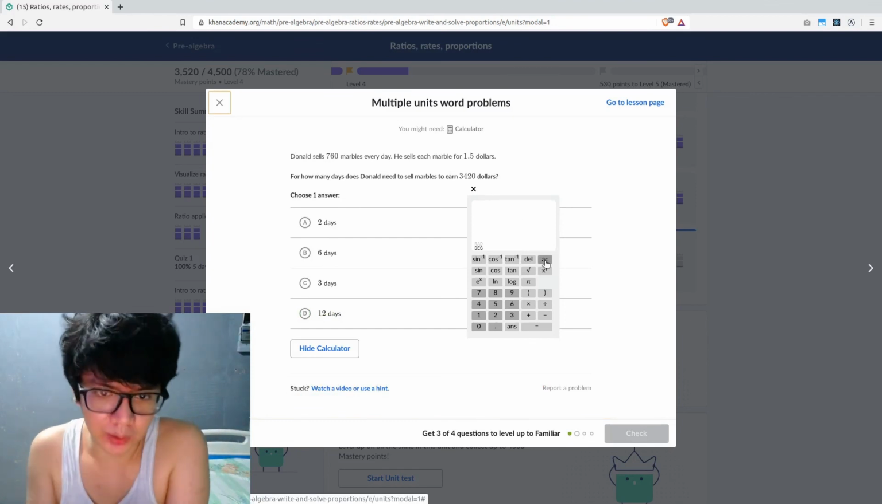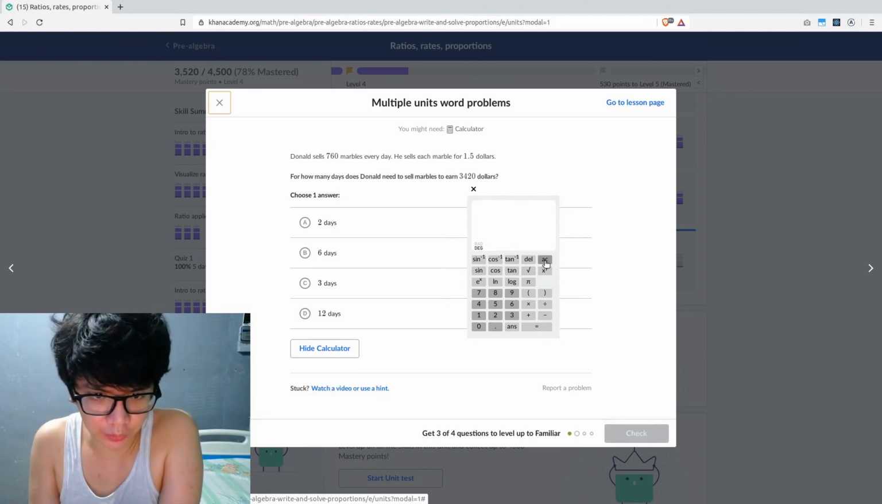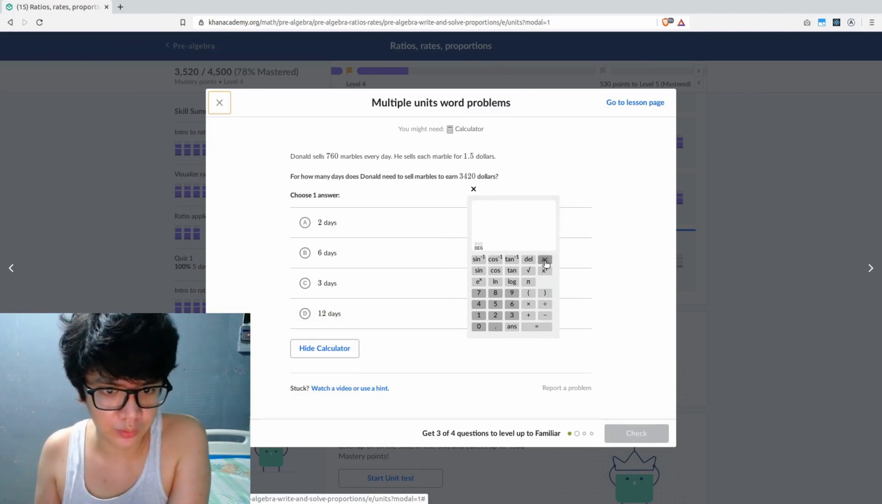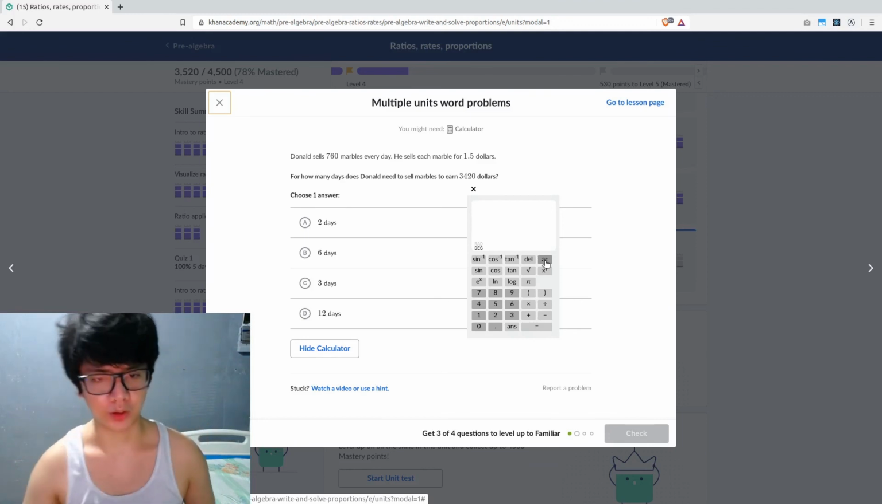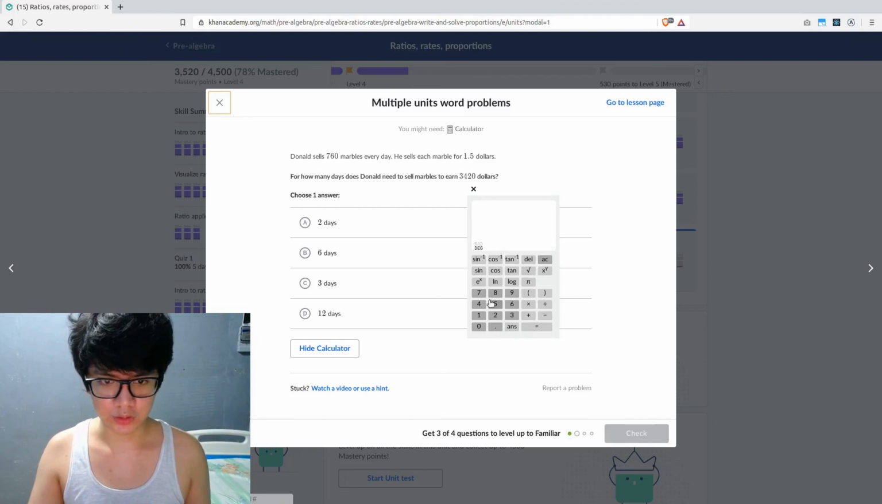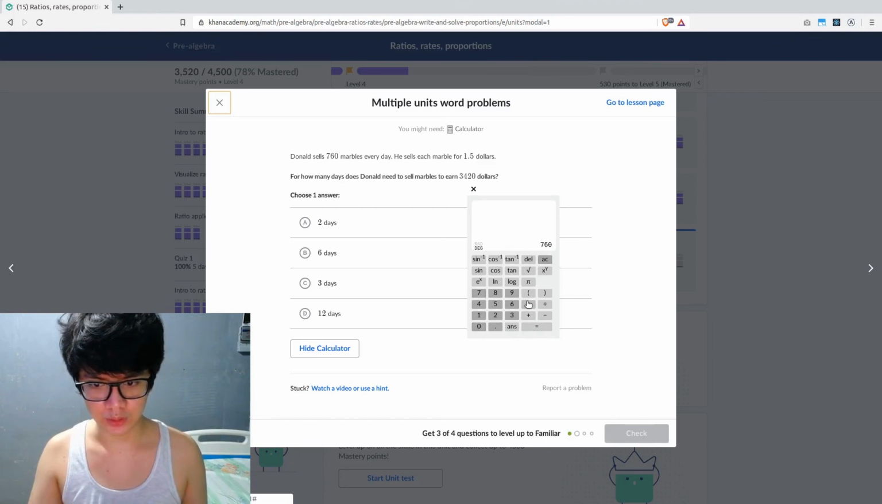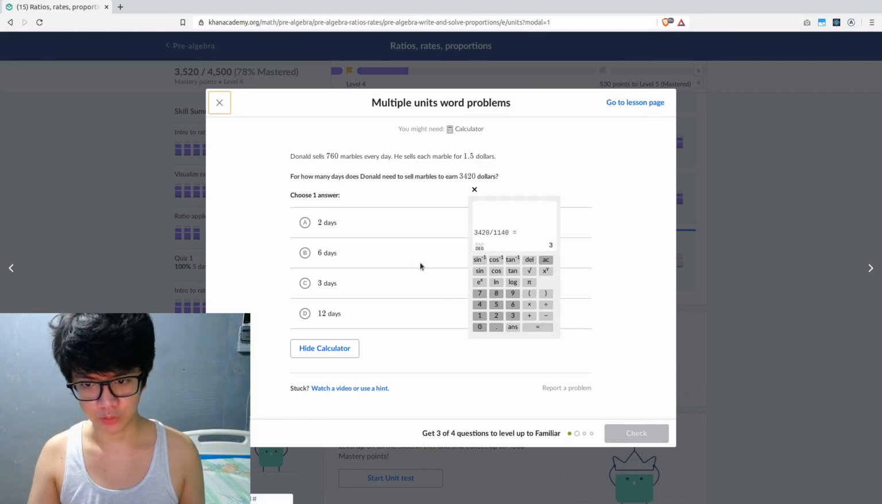Donald sells 760 marbles every day. He sells each marble for $1.5. Oh wow. So let's see. Let's do it for 760. Times 140. So we can do 3, 4, 20. Should be about 3.